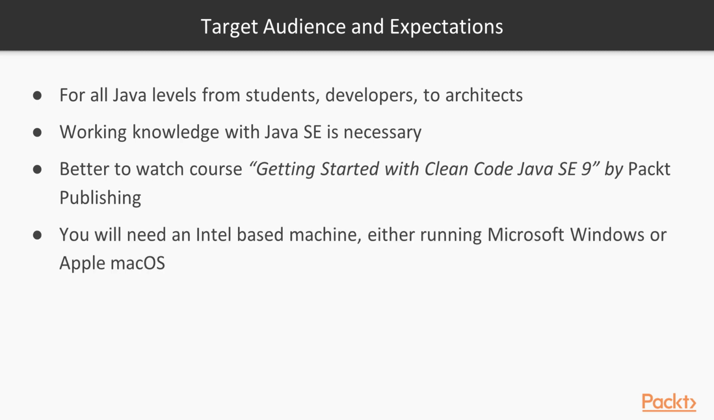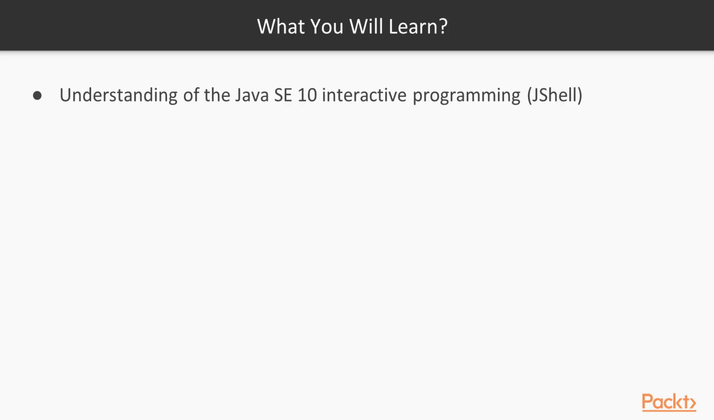For hardware and software, you will need an Intel-based machine running either Microsoft Windows 10 or Apple macOS 10 plus versions. But for sure, for the environment preparation, don't worry, we'll do this together by downloading and installing JDK 10 during the course. So, by the end of this course, you should have a good understanding of the Java SE 10 interactive programming JShell concepts and goals. Understand how JShell provides a fast and friendly environment that enables you to quickly explore, discover, and experiment with the Java language features and its extensive library.